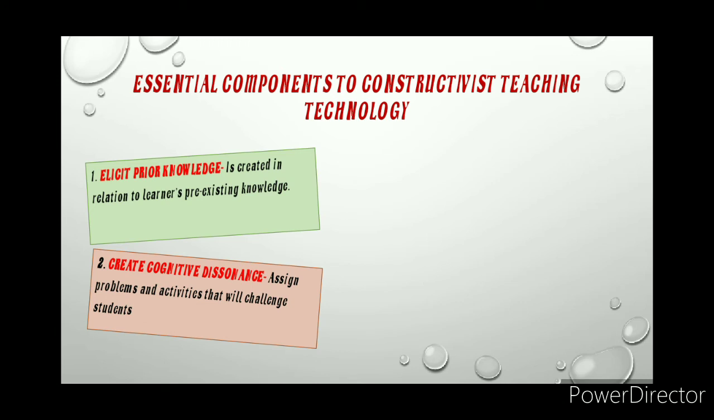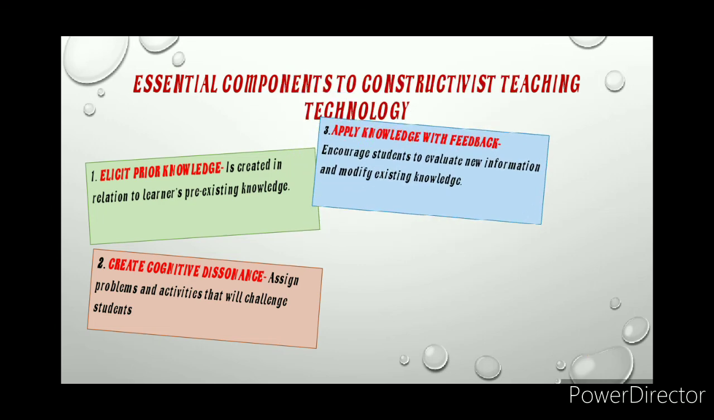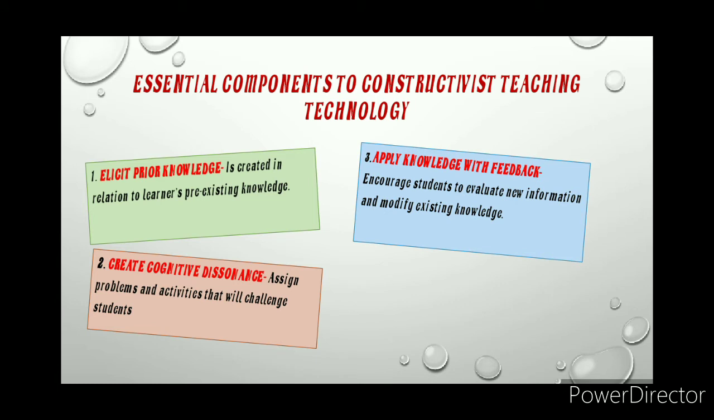Number 2, create cognitive dissonance. Assign problems and activities that will challenge students. Knowledge is built as learners encounter novel problems and revise existing schemas as they work through the challenging problem. Next, apply knowledge with feedback. Encourage students to evaluate new information and modify existing knowledge. Activities should allow students to compare pre-existing schema to the novel situation. Activities may include presentations, small group or class discussions, and quizzes.